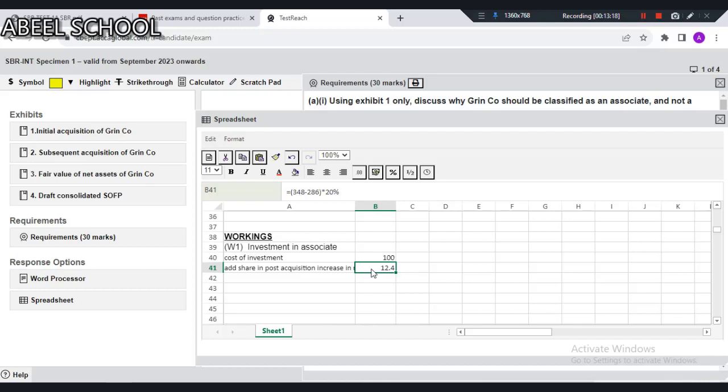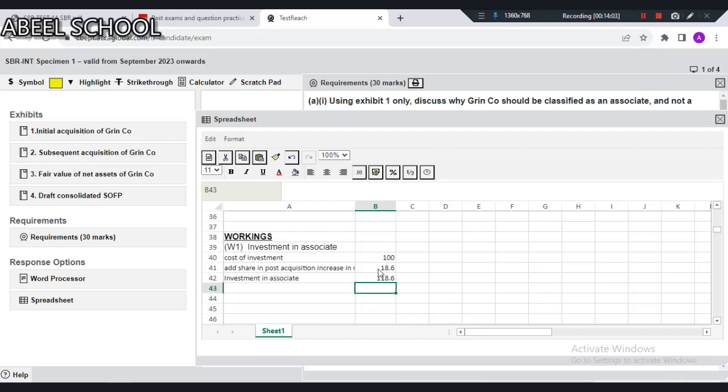Let me check why I'm having 12.4. Let us see. Actually, the holding is not 20%, it is 30%. So here comes your investment in associate. Simply add both of these values. So that is simply the working one of investment in associate.